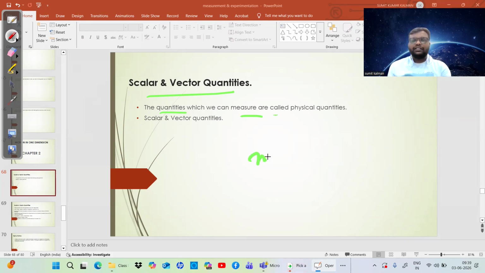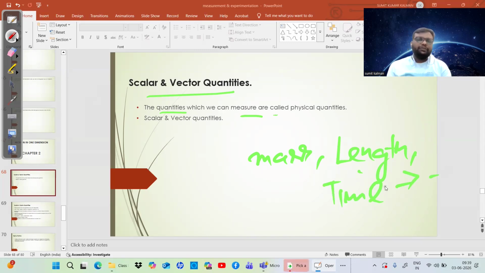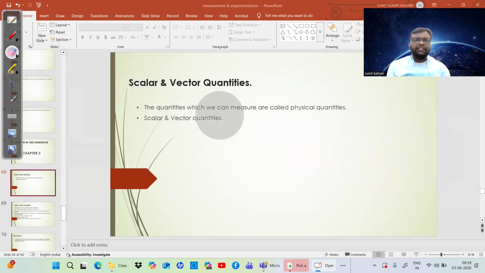Examples are mass, length, time. These quantities are measurable. These are those quantities which we can measure, and these are called physical quantities. Physical quantities are classified into two parts. What are they? Scalar and vector quantities. So next we will see scalar and vector quantities.